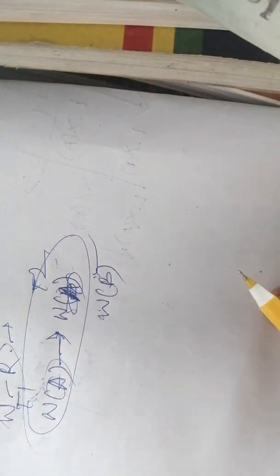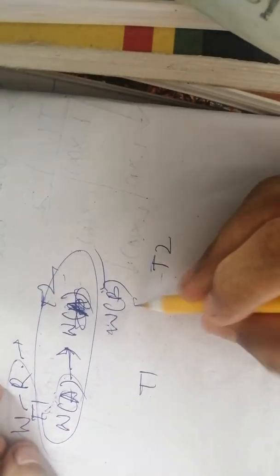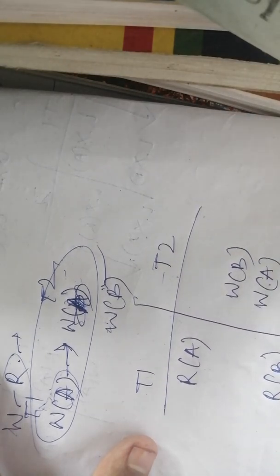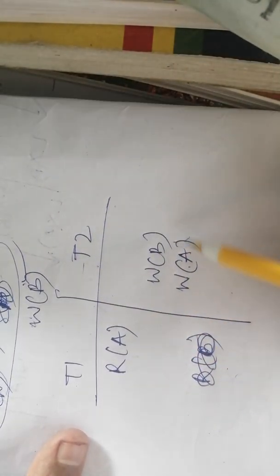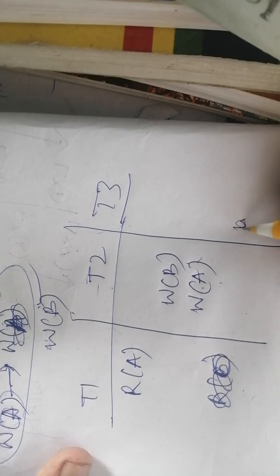So let's take an example. How do we check whether a schedule is conflict serializable or not? Let's check one example. Say T1, T2: read A, write B, write A, and another transaction, read B. So how do we check whether this schedule is conflict serializable or not?